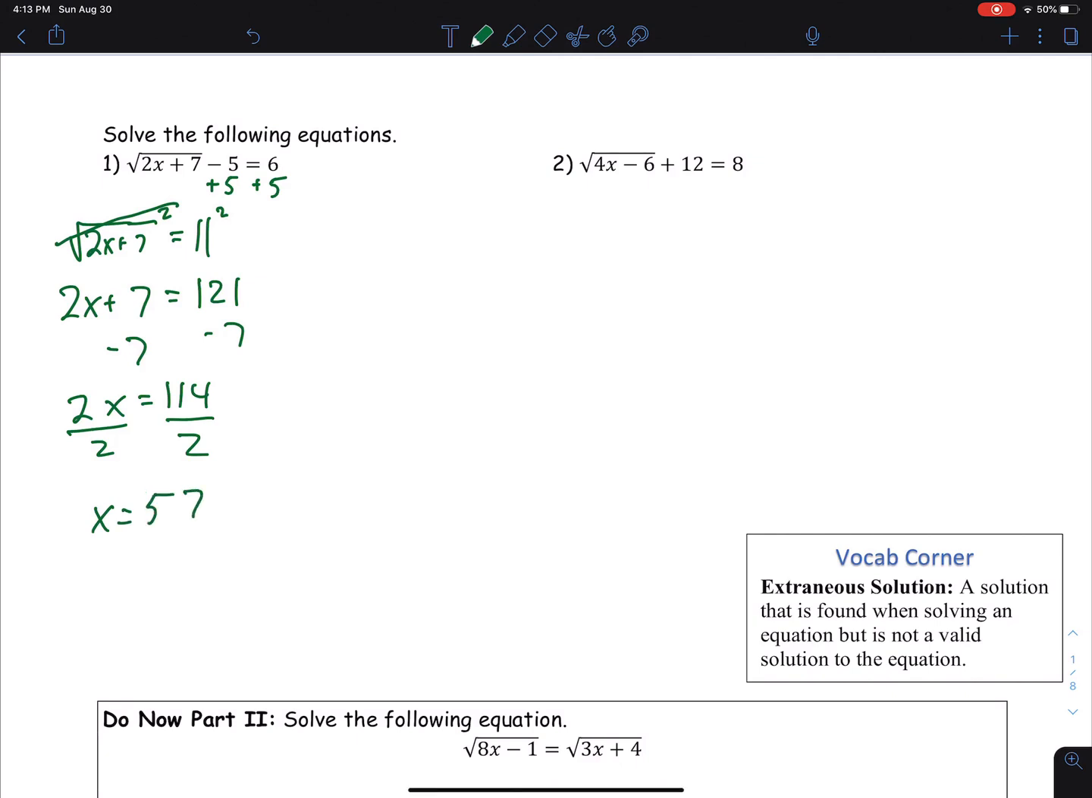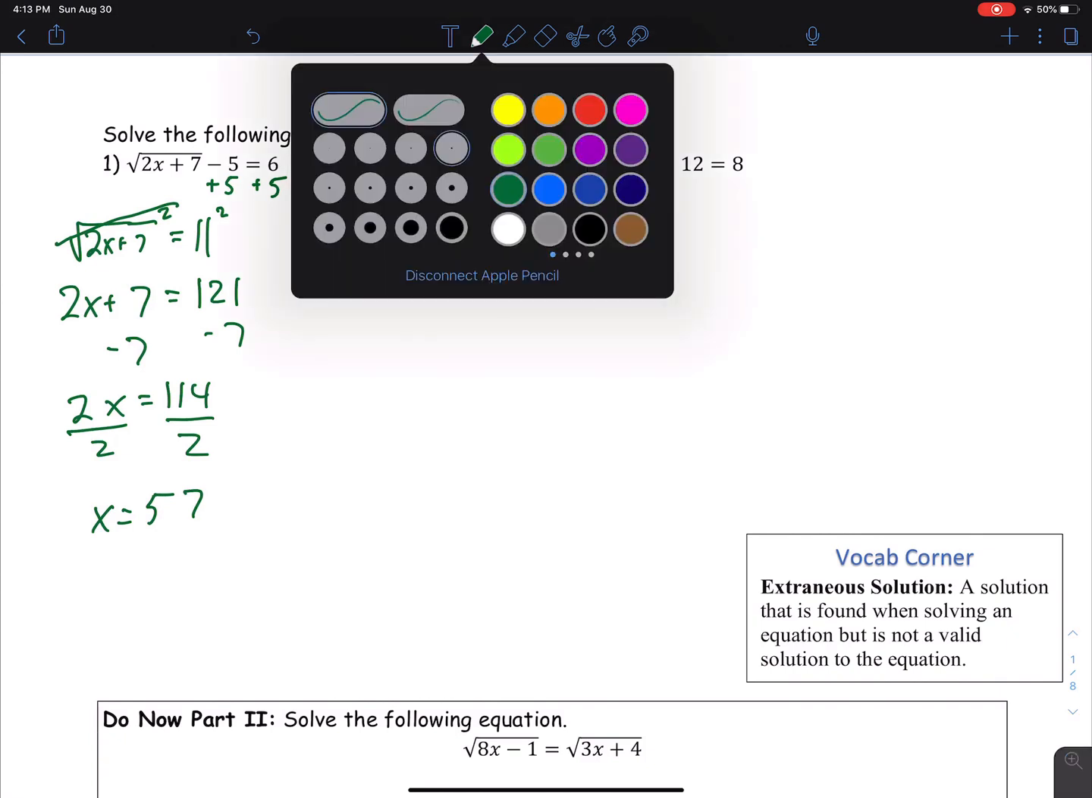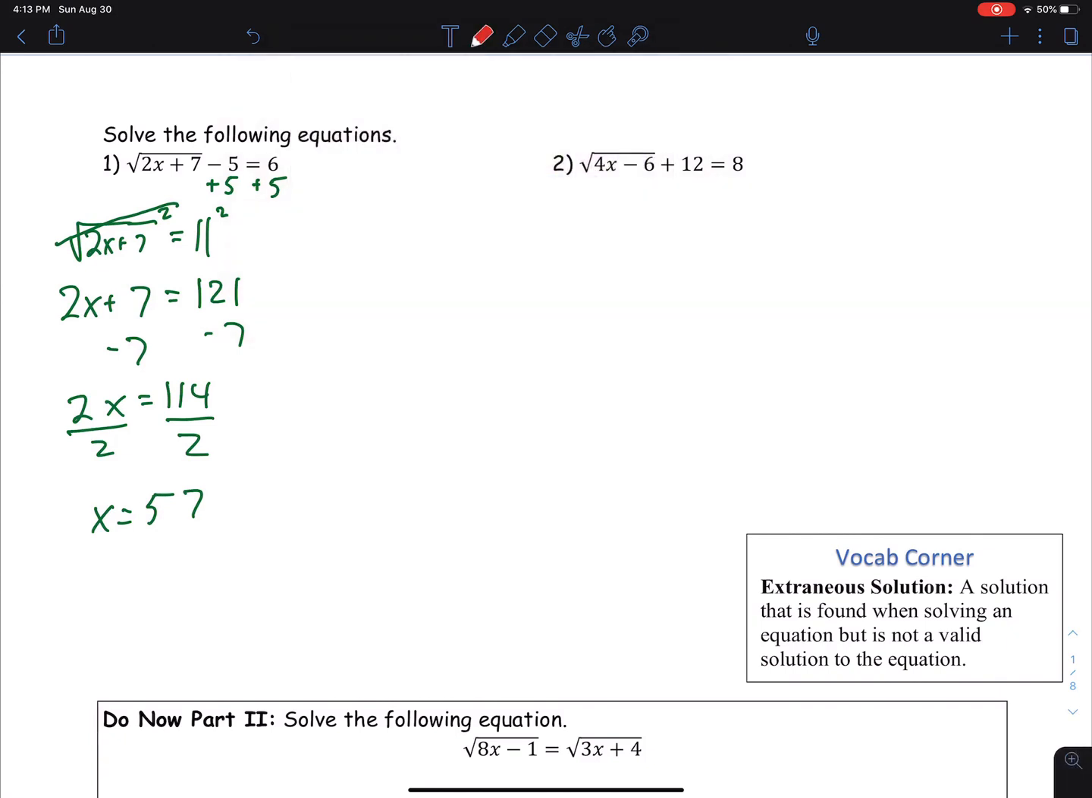But before you go circling that answer, it's incredibly important to check to make sure that that's a potential answer. We could wind up with an answer that's not an actual answer to the original equation. So just make sure you check. And when I say check, plug in that x value for x into the original equation.